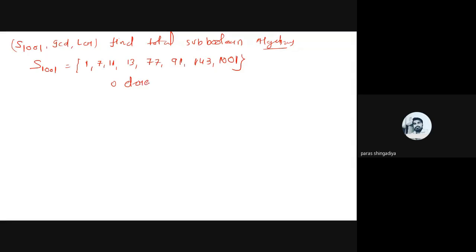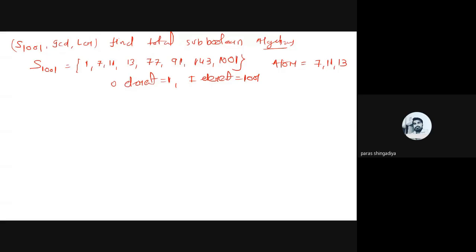You can also write down separately: the zero element is equal to 1 and the I element is equal to 1001. The atoms are 7, 11 and 13. These three values are the atoms.